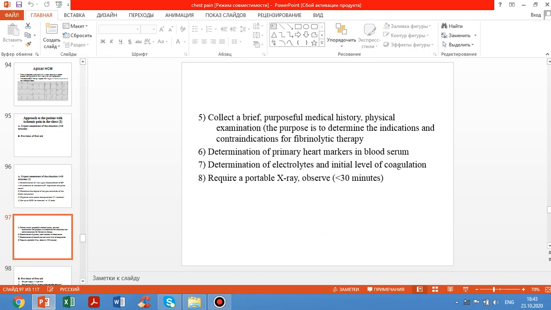The purpose is to determine the indication and contraindication for fibrinolytic therapy. Determination of primary heart markers in blood serum, determination of electrolytes and initial level of coagulation. Require a portable X-ray. Observe less than 30 minutes.